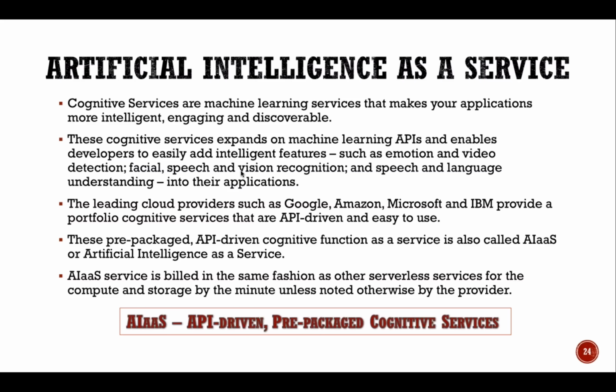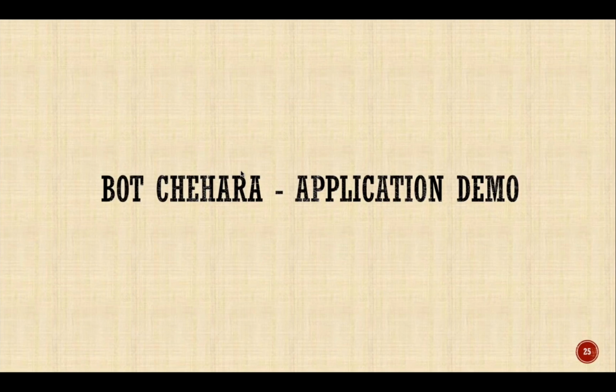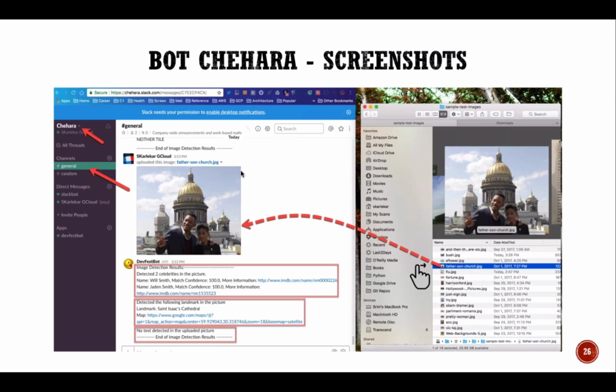We are going to build a cognitive service, which is a Slack bot. I'm calling it bot chair. All you do is, once you have built the bot, you invite the bot to your channel on Slack. I'm assuming that folks on this call are familiar with Slack. Slack is a communication medium for the agile world.